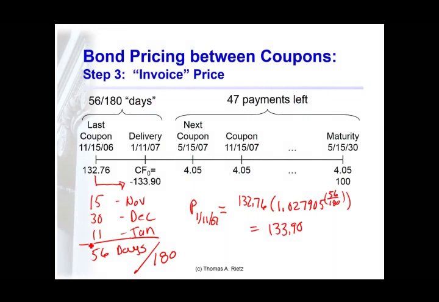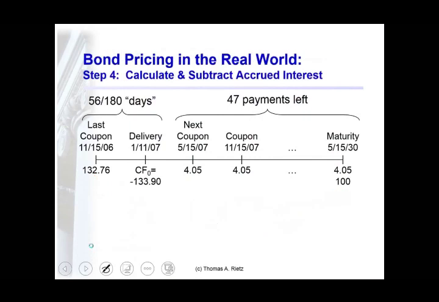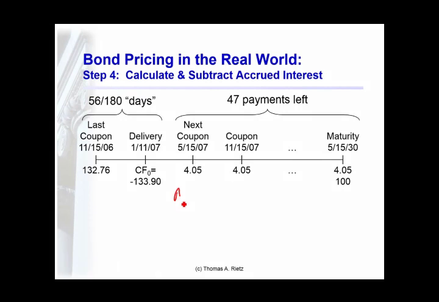The price that's quoted does not include accrued interest. It's accounted for separately. So we're going to break this price down. This price is the actual cash flow. We're going to break the cash flow down into accrued interest and a quoted trade price. So how will we do that? Well, while we found this price using fractional compounding, we account for accrued interest using simple interest.